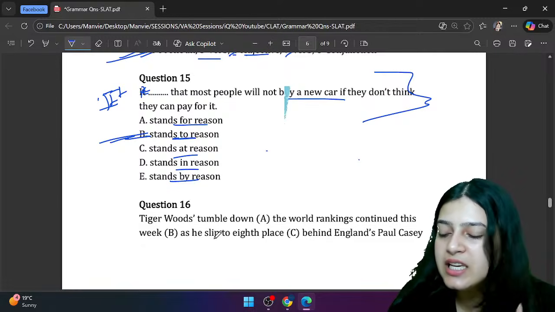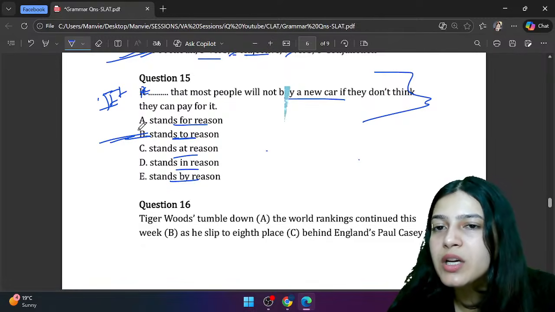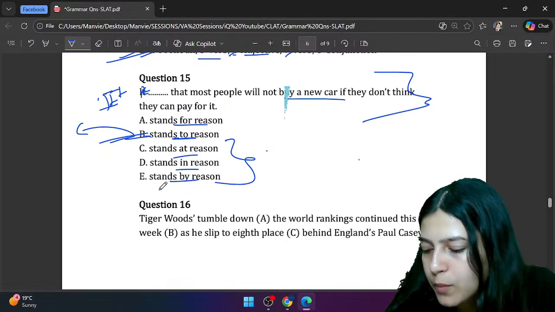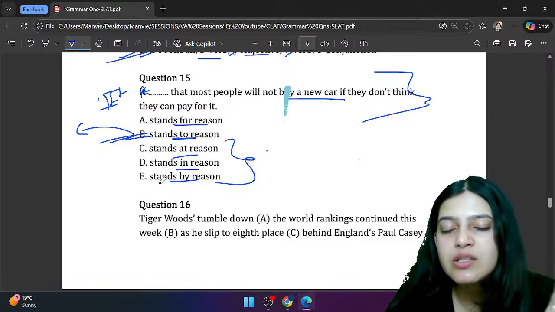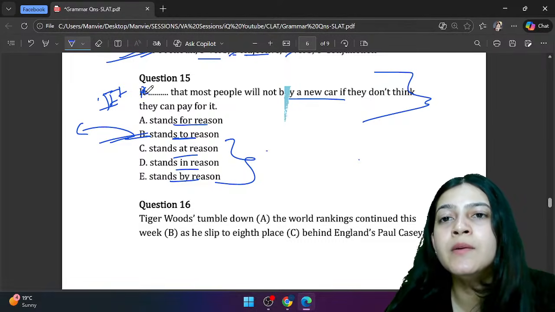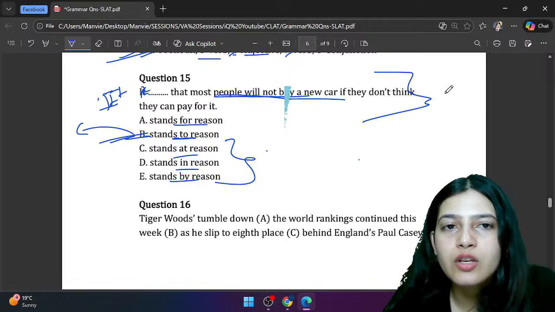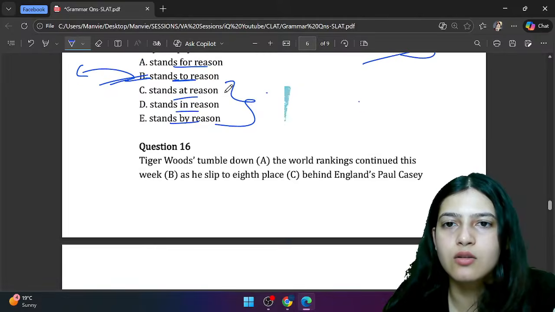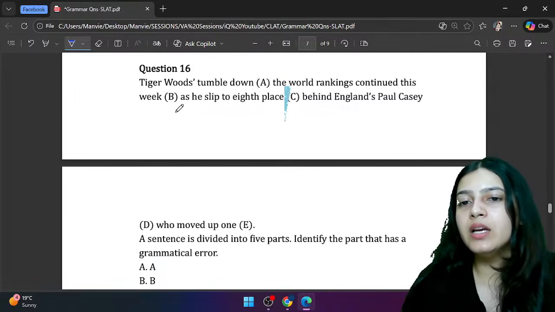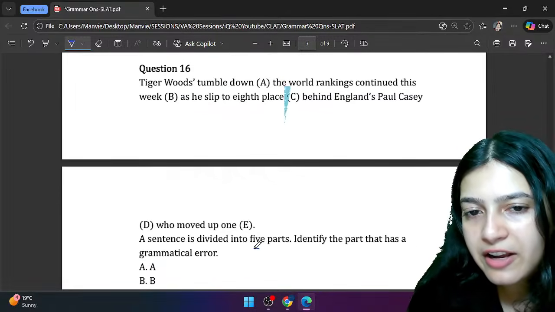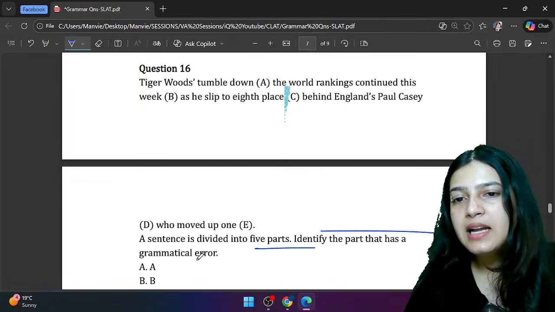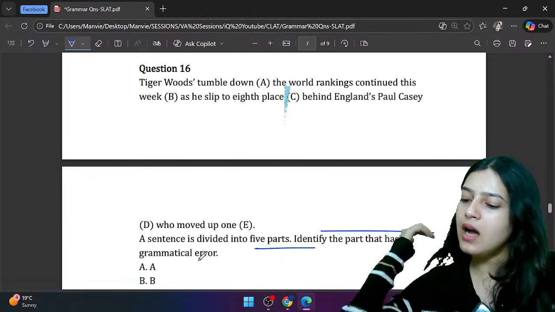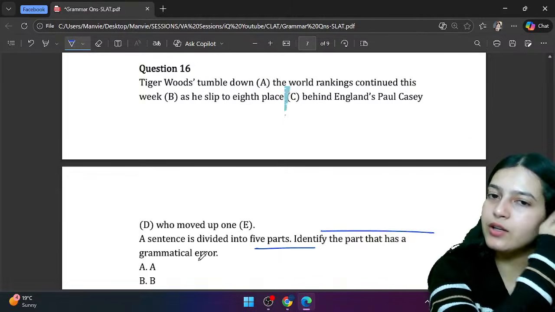For example, I keep saying that this seems to be a correct answer, but let's keep it on standby and explore all 3 options to see if they are correct or not. So standby is not the correct option. Here you are going to give the reason for something, right? So that is why standby is not correct. Okay. A sentence is divided into 5 parts. Identify the part that has a grammatical error. Okay, Arya, good.